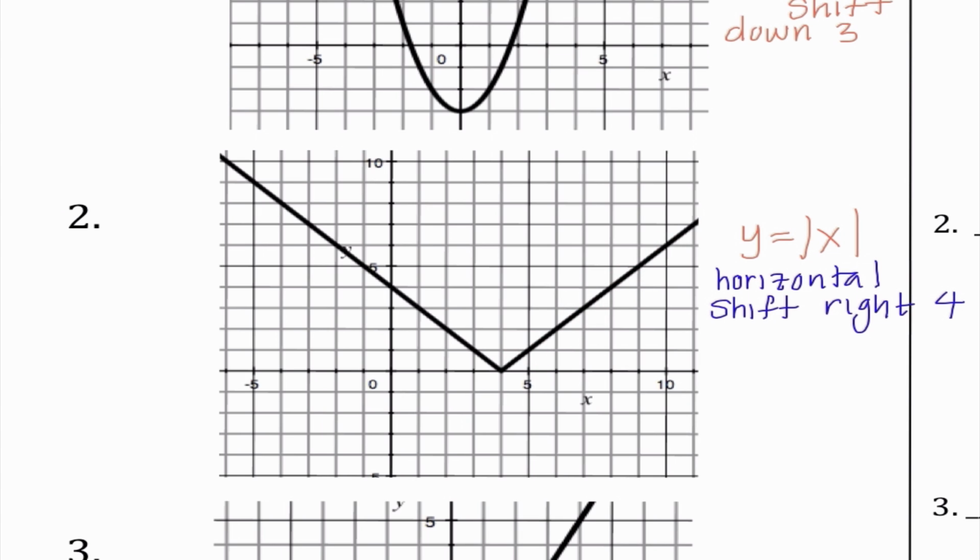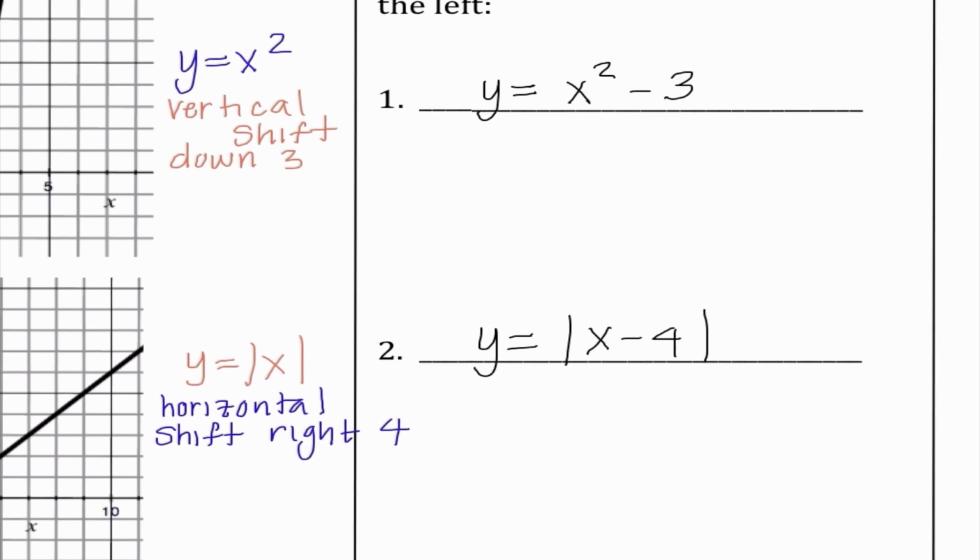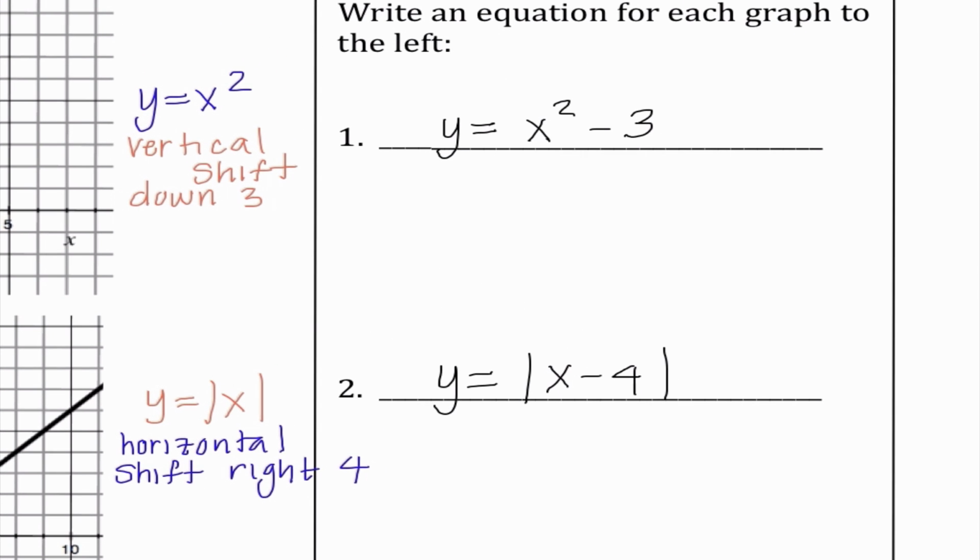So now that I'm writing this equation, I know that when we have a horizontal shift, that goes inside our function, and I have to do the opposite of this. So since it's to the right 4, I'm going to write minus 4. So I just want to point out again the differences in these two. Whenever I have a vertical shift, we just added or subtracted that value after the function. When it's a horizontal shift, we do the opposite, and it always goes inside our function.